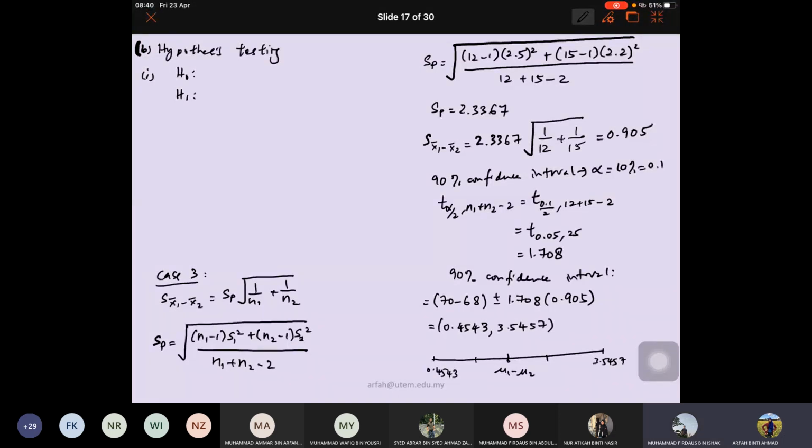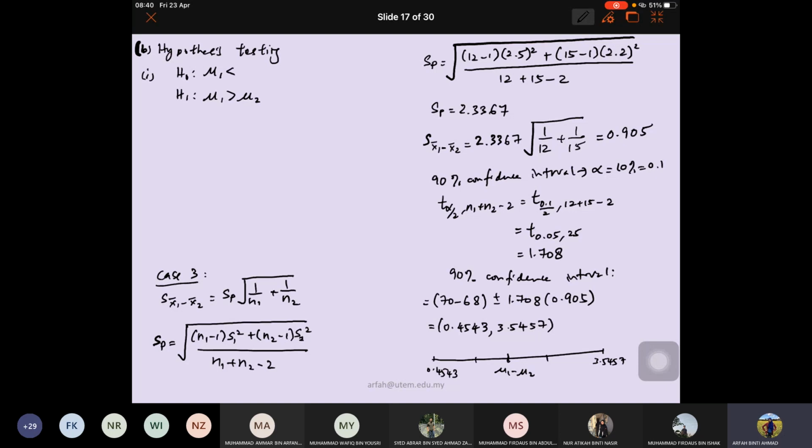mu1 lebih daripada mu2. Yep, betul. mu1 lebih besar daripada mu2. Okay. So claim dia tu kita letak dekat H1. Okay. So H null, the complement will be mu1 less than or equal to mu2. Okay. Mean speed. Kita buat hypothesis testing untuk menjawab persoalan bagi population.